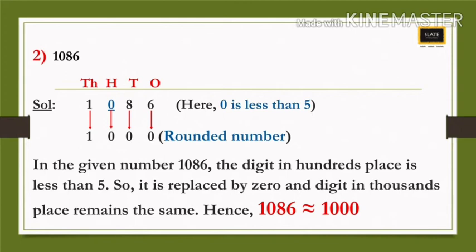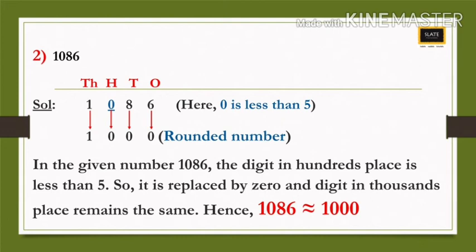So you tell me, is 0 less than 5, greater than 5 or equal to 5? Obviously it is less than 5, right? So 0 remains as 0 only. Now while retaining the other digit, that is 1. Okay, now the rounded number is 1000. Therefore, we can call it 1086 is approximately equal to 1000. The nearest thousand for 1086 is 1000. Now you got the point.